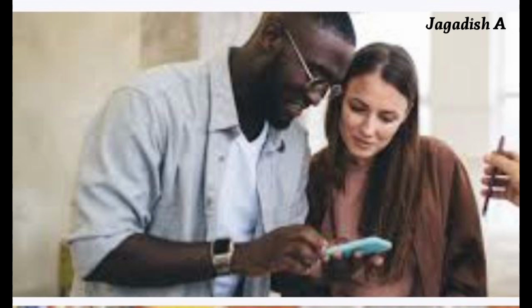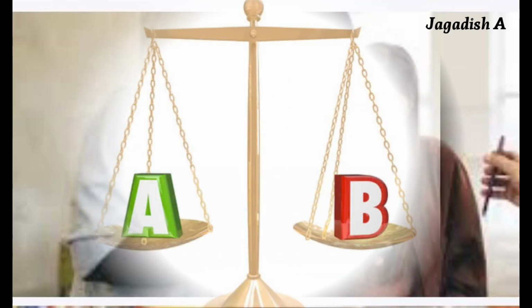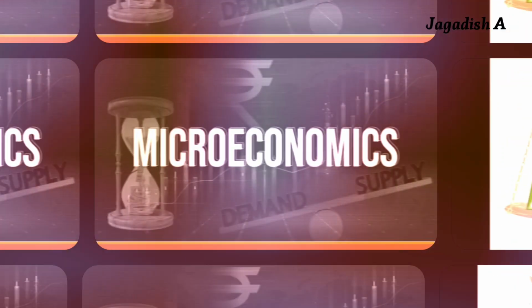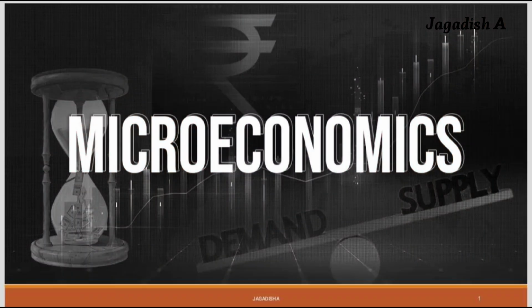These choices shape our world, from the prices of everyday items to the way a company operates. In this video, we'll explore the meaning of microeconomics, its key objectives, and how it impacts business. We'll also break down some fundamental concepts like production possibility curve and opportunity cost using examples that are relevant to us here in India.